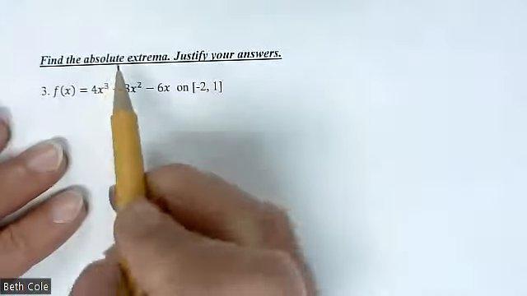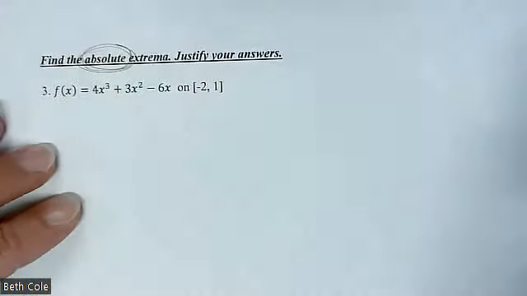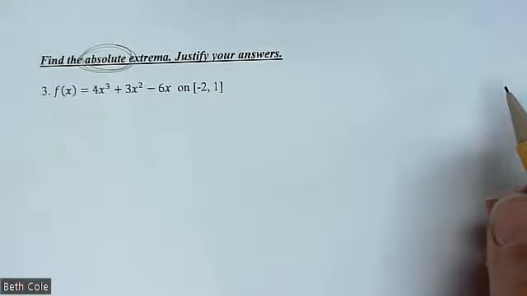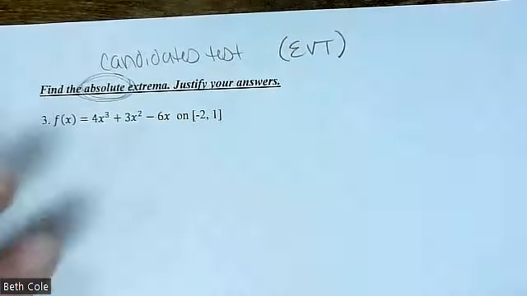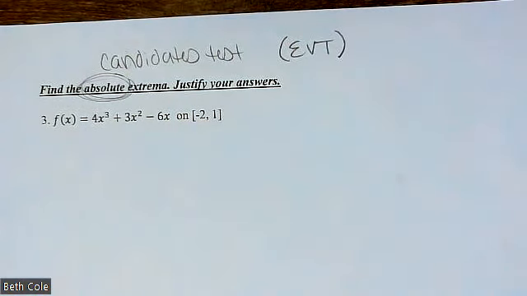Okay. Now this one says absolute extremes. That's not relative anymore. Absolute means the highest point or the lowest point. This is what's called the candidates test. And do you remember in our notes last time we talked about extreme value theorem? And I was like, this one doesn't really show up. You're never going to write EVT, okay? But this is how it shows up, and we call it the candidates test.